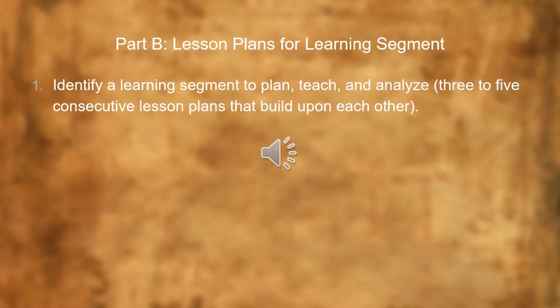For Part B, you are going to be required to write a set of 3 to 5 lesson plans. So we'll take this in a few steps. For step 1, the first thing that you have to do is you have to identify a learning segment, or a set of plans, to plan, teach, and analyze. This is going to be the same set of lessons that you plan in task 1, that you teach in task 2, and then you're going to analyze in task 3. And this is going to consist of 3 to 5 consecutive lesson plans that build on each other in some way. So they need to be back to back, and they need to build on each other in some way. And we'll go over that in the next step.